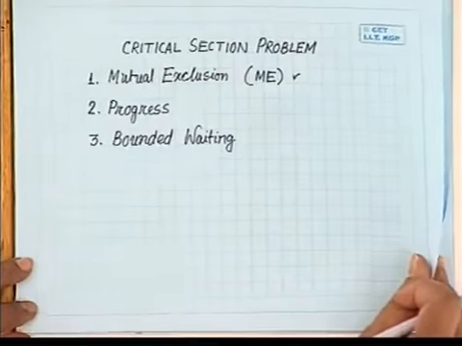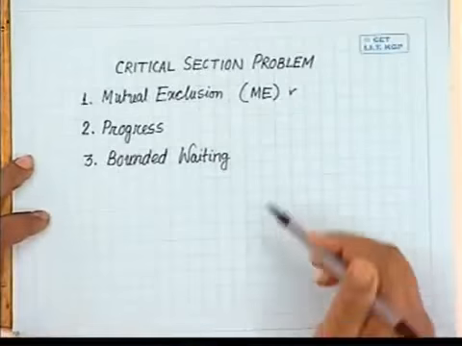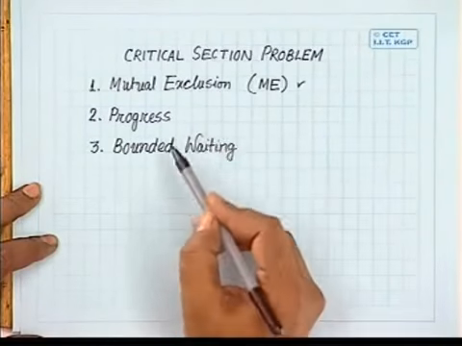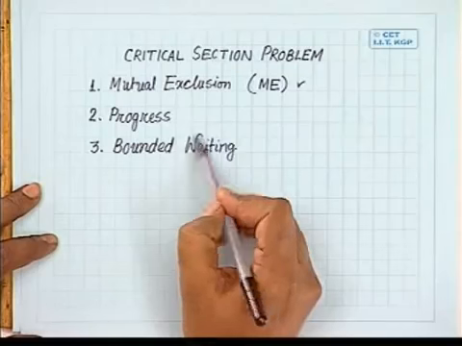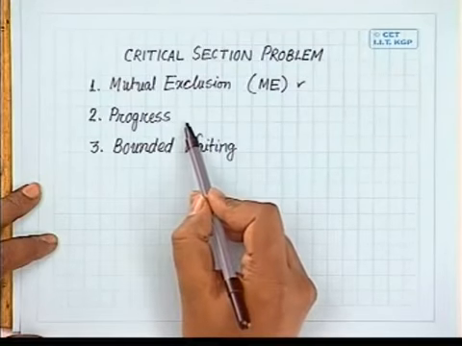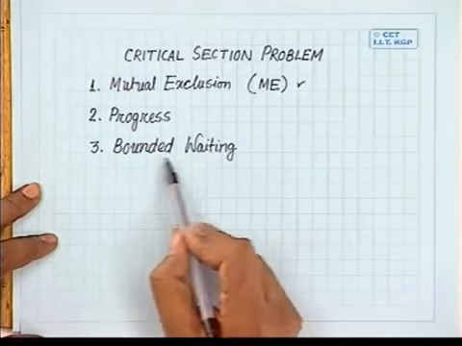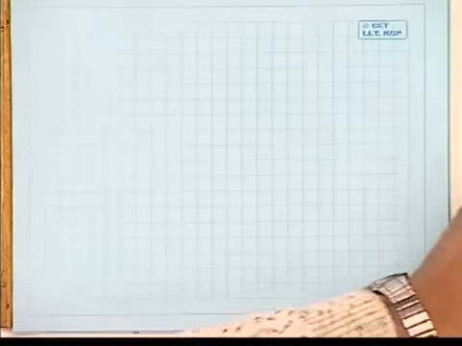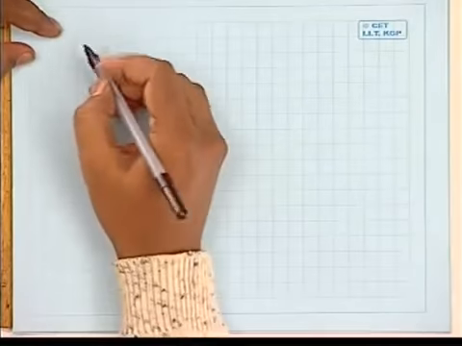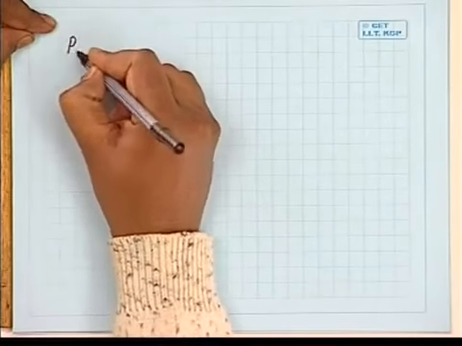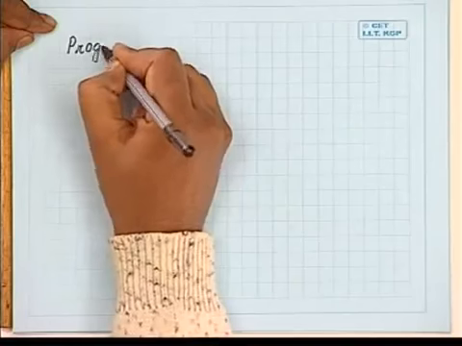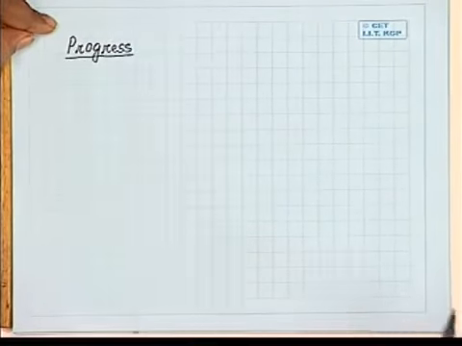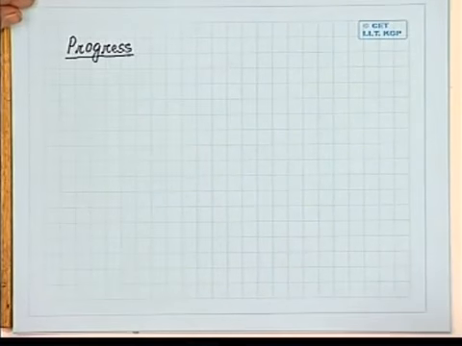Now let us see what the progress requirement is. When I say that any solution to the critical section problem, or critical region problem, must meet these three requirements: one of them is mutual exclusion, the second requirement is progress, and the third requirement is bounded waiting. Okay. So what is the progress requirement? The progress requirement can be put something like this.